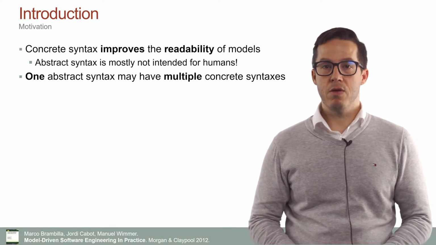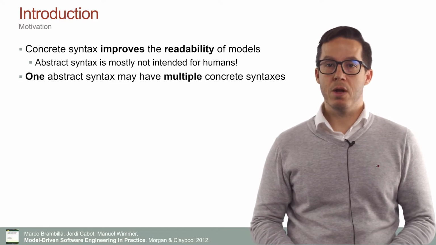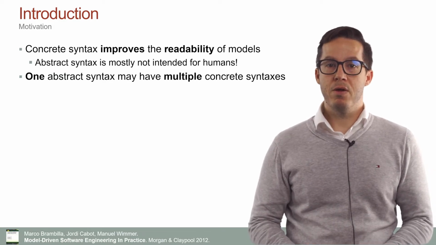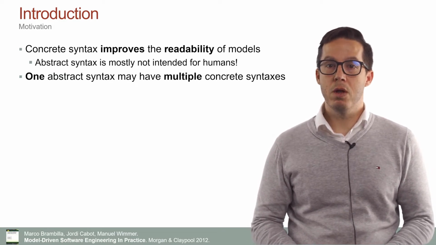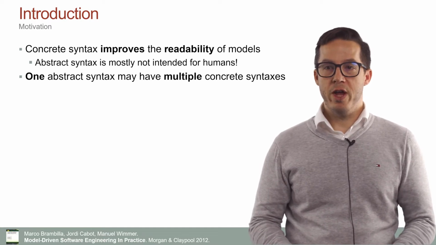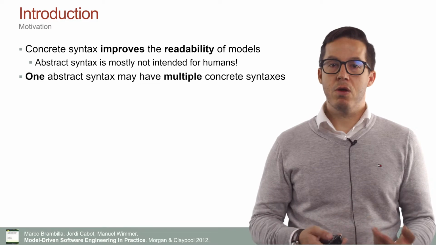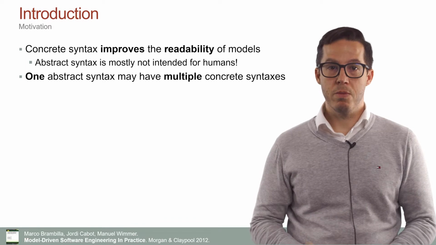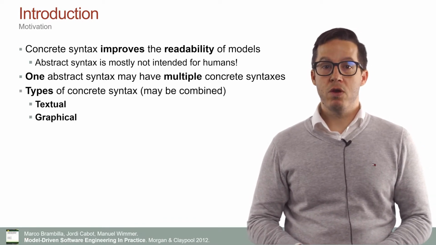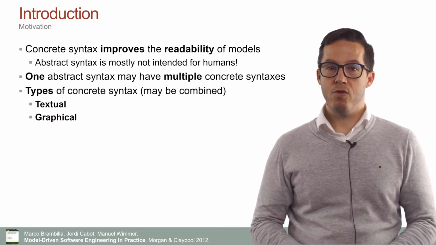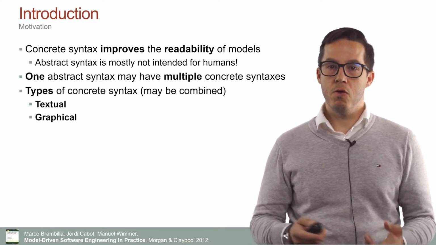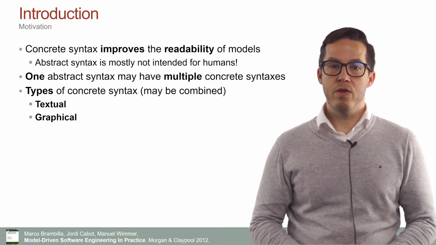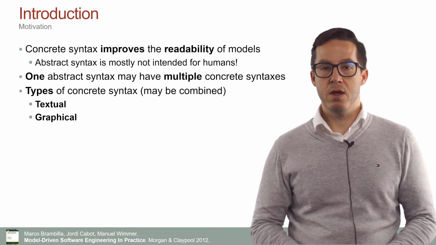There's also a one-to-many relationship between abstract and concrete syntax. One abstract syntax, one modeling language, meta model, can be realized or represented by multiple concrete syntaxes, which enable us to do domain-specific or case-specific representations or visualizations of our conceptual models. Generally there are two types of concrete syntaxes. One is textual and the second one is graphical. They can also be combined, of course, and most often actually they are combined. And this will be the topics of today's and of the next lecture.